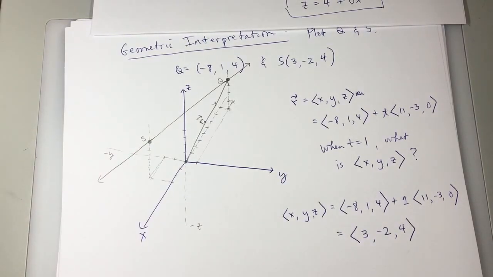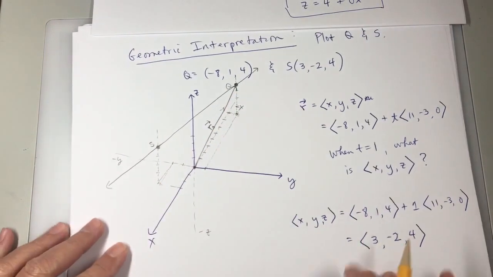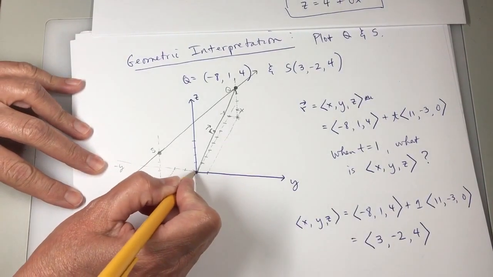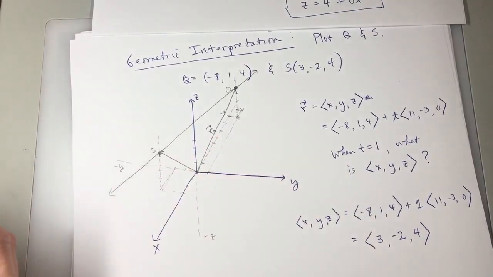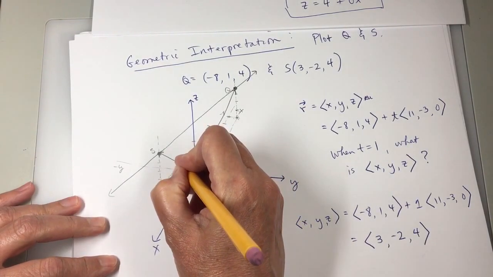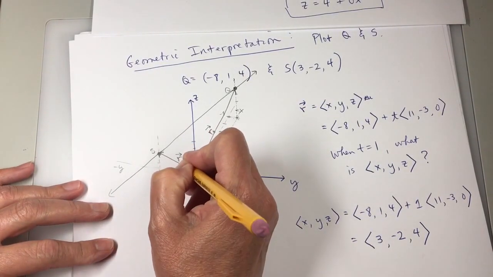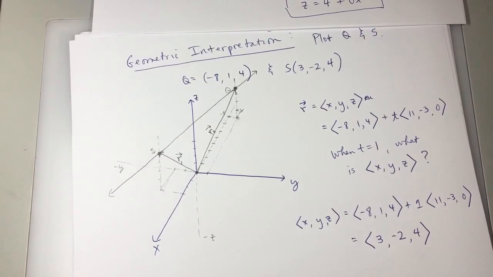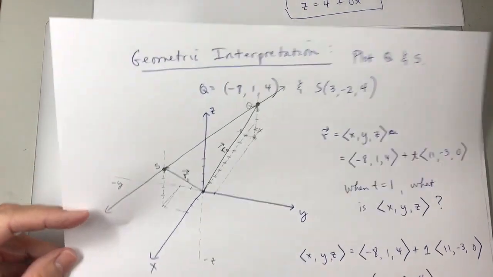When t is 0, I get vector R sub 0. When t is 1, I got this vector whose terminal point is S. In terms of my equation, I'm going to call it vector R sub 1 because t was 1. Now, how about vector R sub 1/2? Let t be 1/2. Tell me what you get.